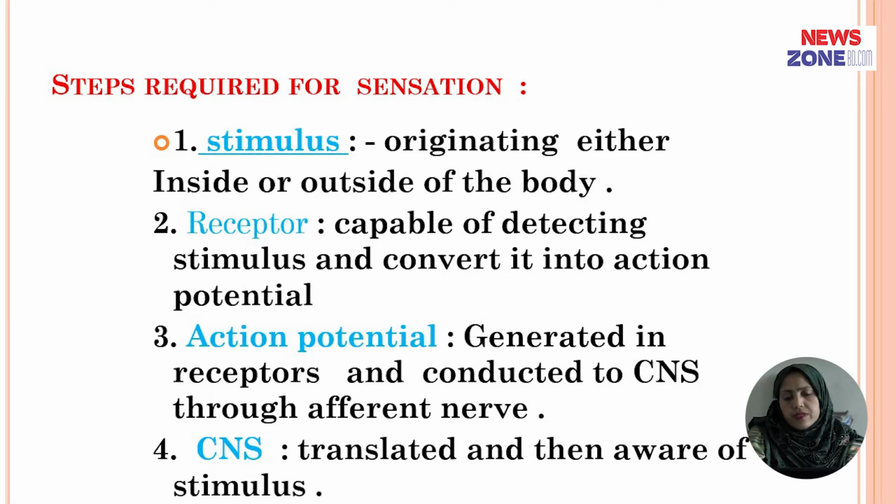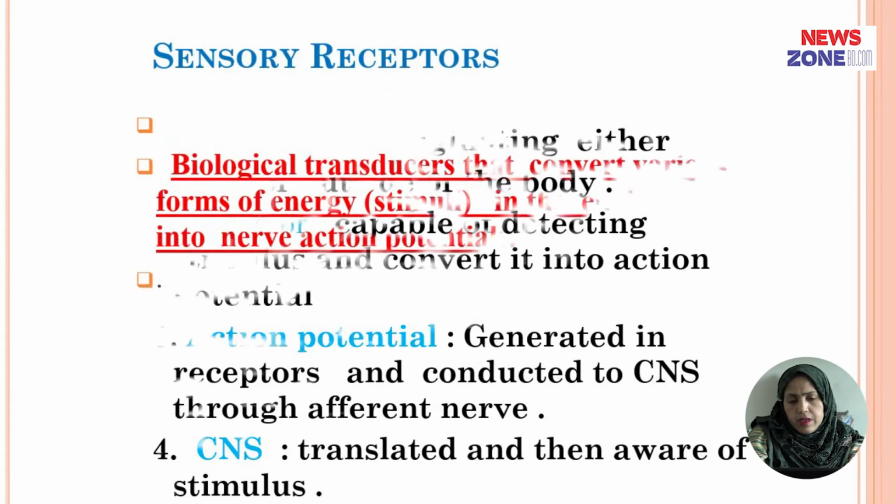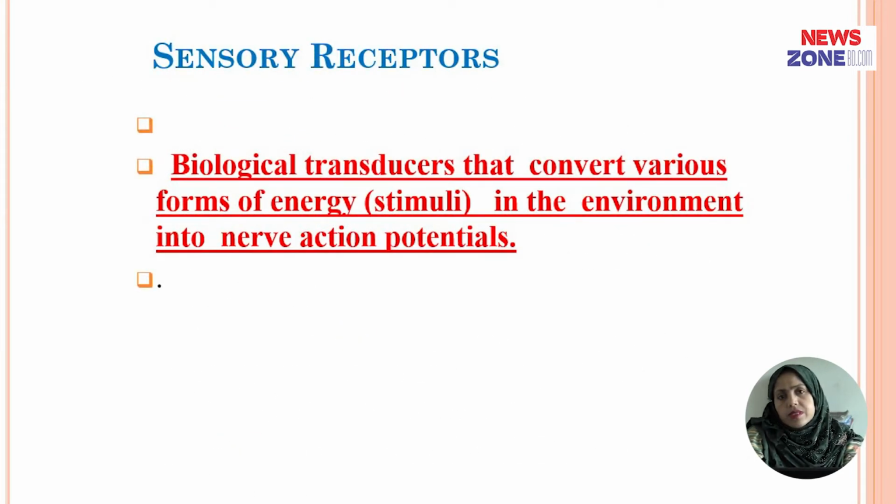And steps required for sensation: at first the stimulus. Stimuli originate either inside or outside of our body. Number 2 is the receptor, capable of detecting the stimulus and converting it into an action potential. The action potential generated in the receptor is conducted to the central nervous system through the afferent nerve. And the central nervous system translates it and becomes aware of the stimulus. Now the sensory receptor. Receptors are biological transducers that convert different types of energy in the environment into nerve action potentials.